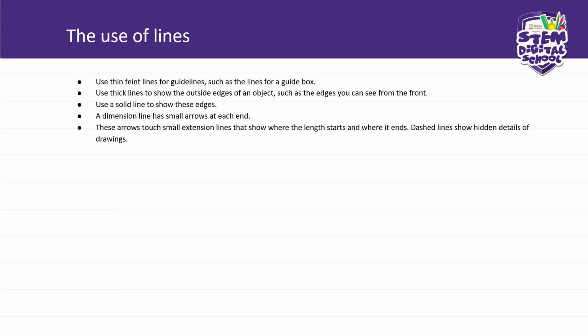A dimension line has small arrows at each end. These arrows touch small extension lines to show where the length starts and where it ends. Dashed lines show hidden detail of the drawings. This is just a reminder of the types of lines that you are using.